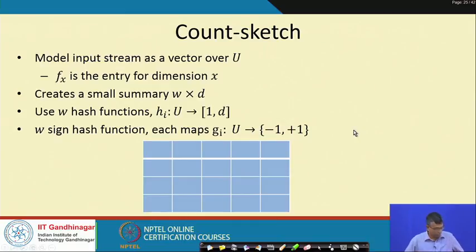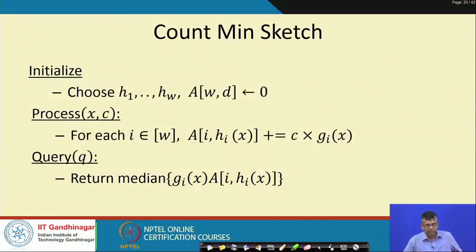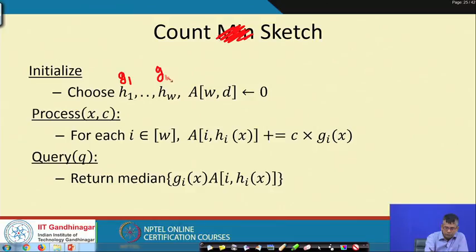Okay. So let us see. This is actually the count sketch. We do the initialization as expected. We choose h1 to hw, we also choose g1 to gw, and then we initialize the array A to be all 0. For any item and its update, x and c, which is one element of the stream, here is what we do now.